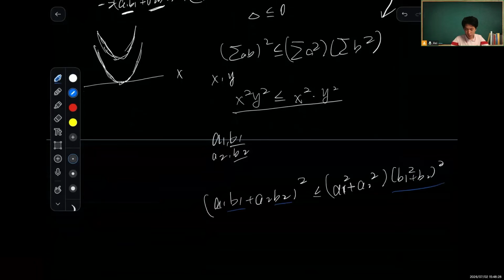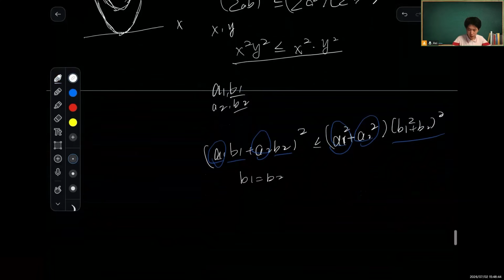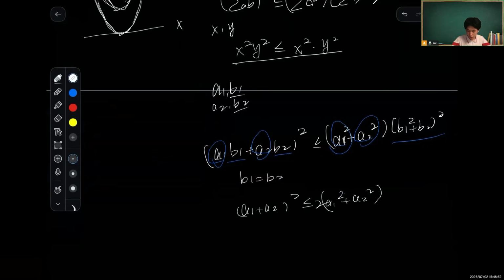So essentially, it builds a very classic looking bridge between two things added together versus the second degree of each term. For instance, if we simply let b1 equal b2, then we have (a1 plus a2) squared is less than or equal to (a1 squared plus a2 squared) multiplied by 2. This is what we can gain from the two-term version.